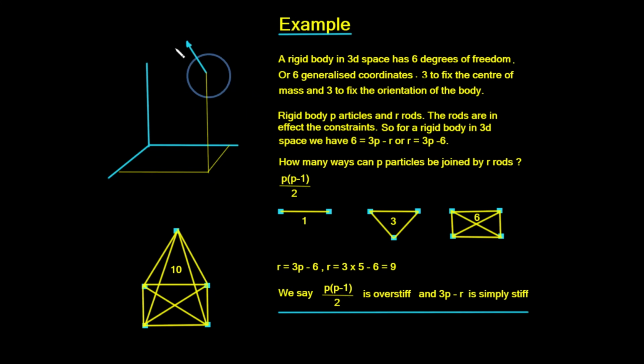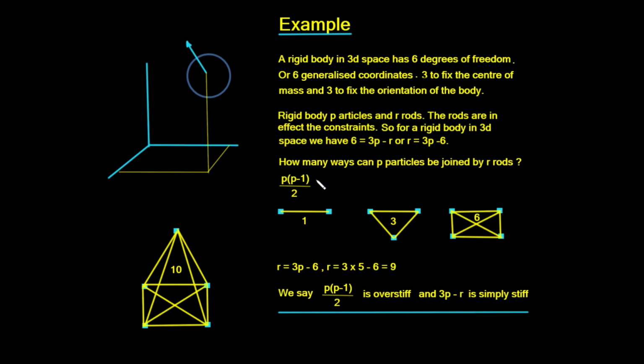So we've seen for a rigid body up here that we're going to have 6 degrees of freedom, 3 for the position and 3 for the orientation. So we can say then that the number of degrees of freedom 6 is going to equal 3p minus r. Or equivalently, we could say that r is equal to 3p minus 6. So remember, r is just the number of constraints and p is the number of particles. And the value of 6 here gives us the number of degrees of freedom for the system. So the question here we have then is, how many ways can we join p particles together with r rods?